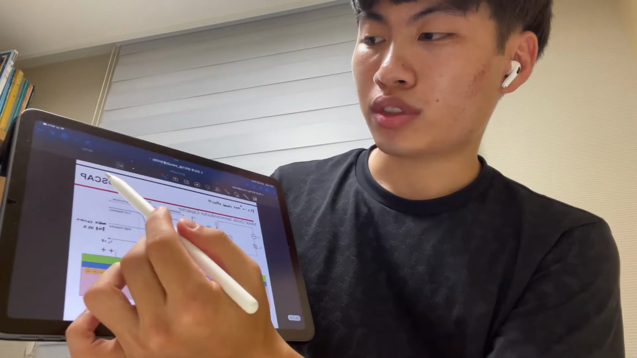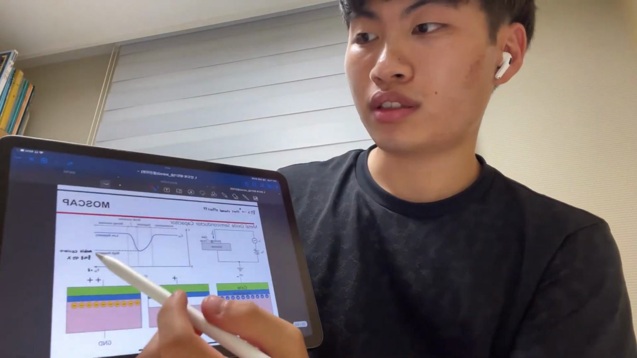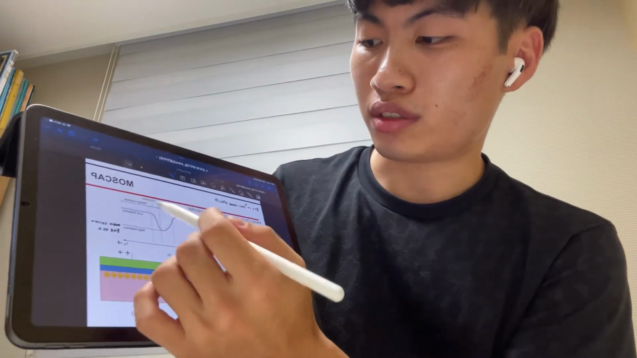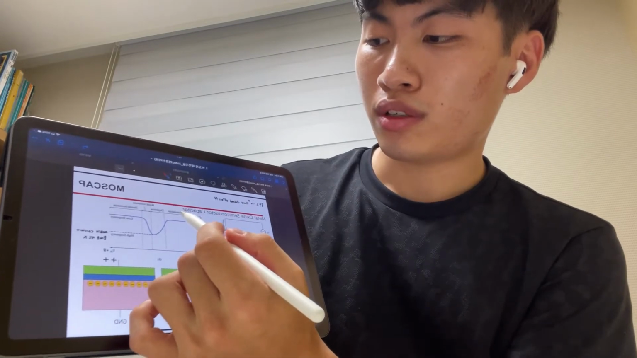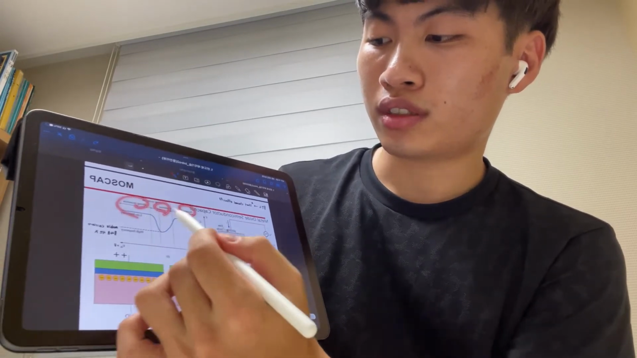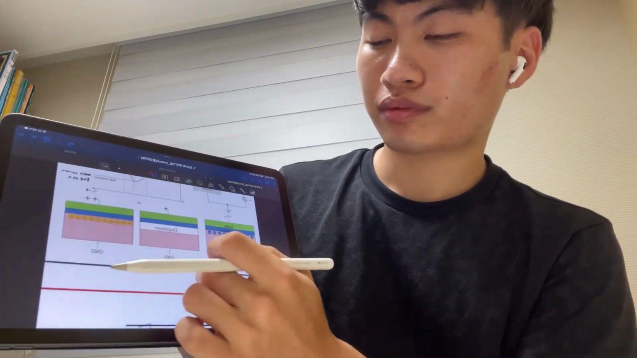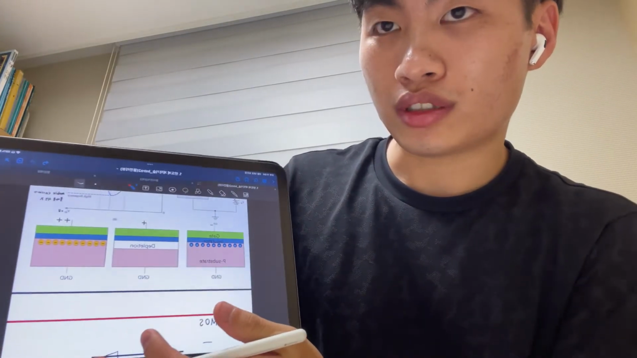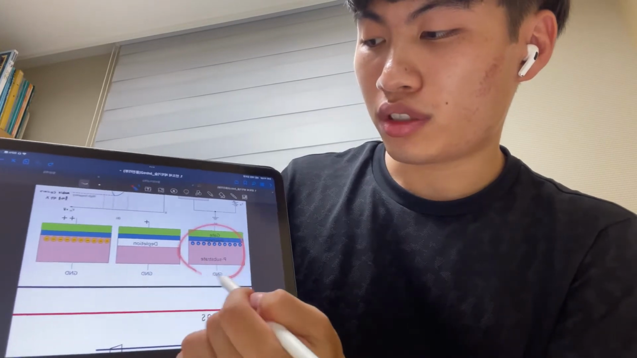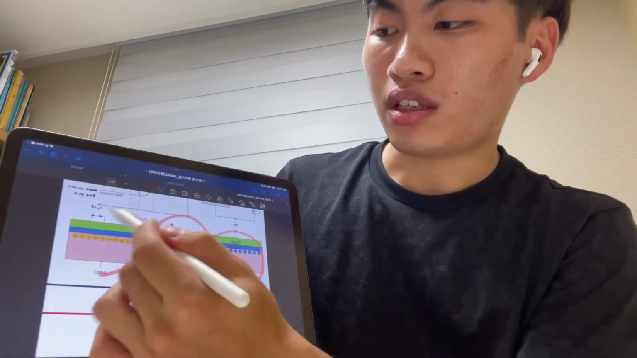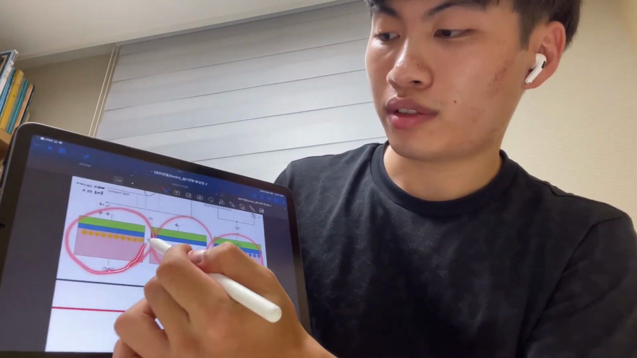The MOSFET operation is divided into 3 areas: accumulation, depletion, and inversion. This figure shows those areas: accumulation, depletion, and inversion.